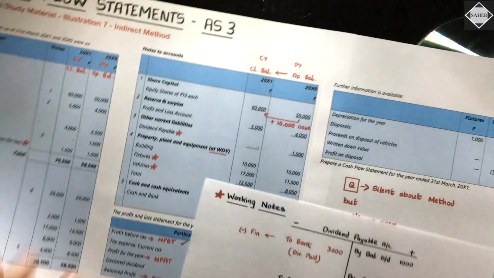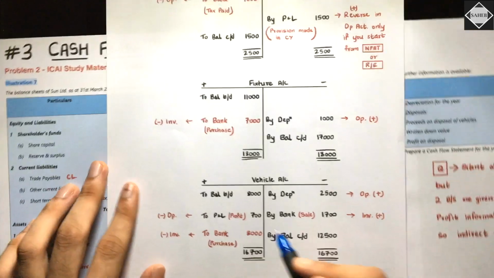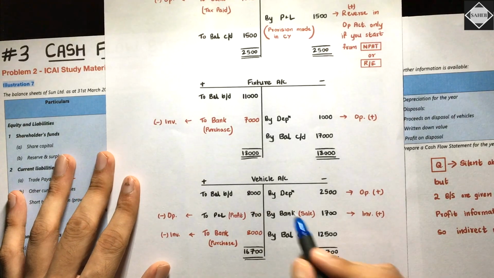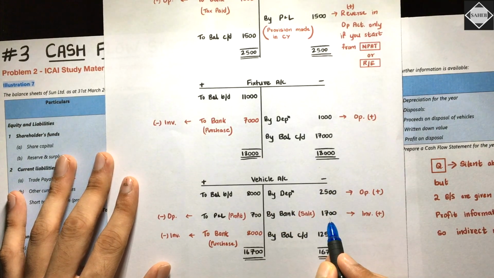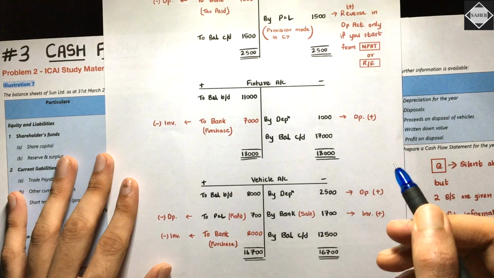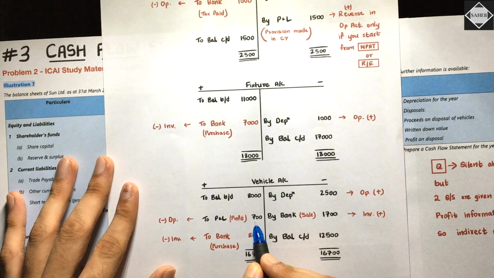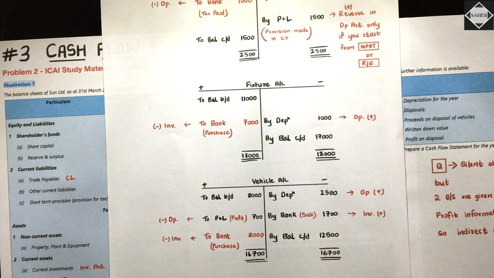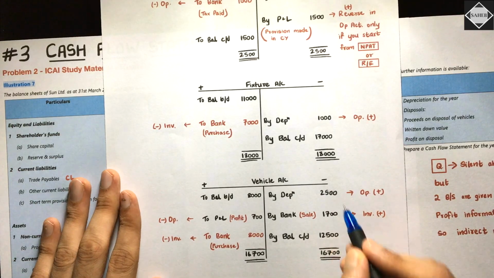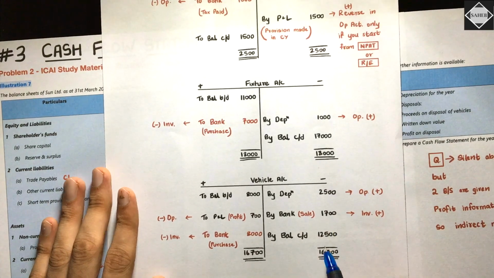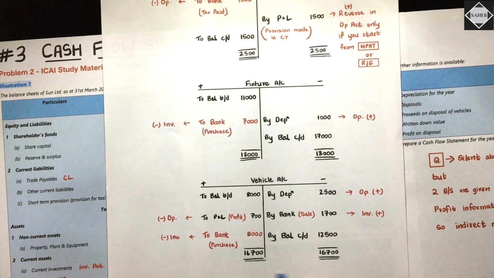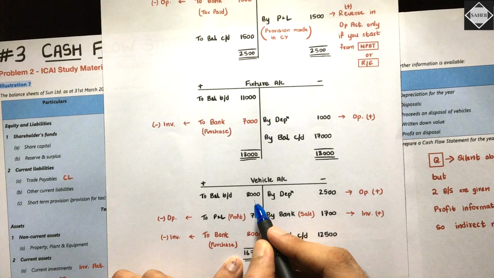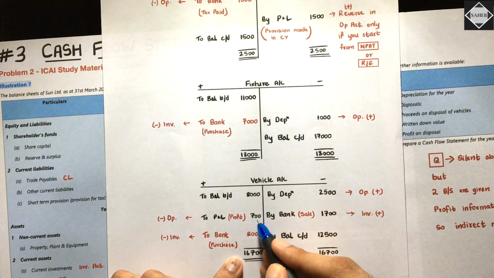That's all. So now we have to balance this account. Opening balance we took, closing balance we took, depreciation they told us, we took this, and then they told us we have sold for 1,700, we took that, and then they told us we have made a profit, so we took the profit over here. Then we have to balance this account. 2,500 plus 1,700 plus 12,500, that's equal to 16,700. 16,700 over here also. 16,700 is not equal to 8,000 plus 700, right?